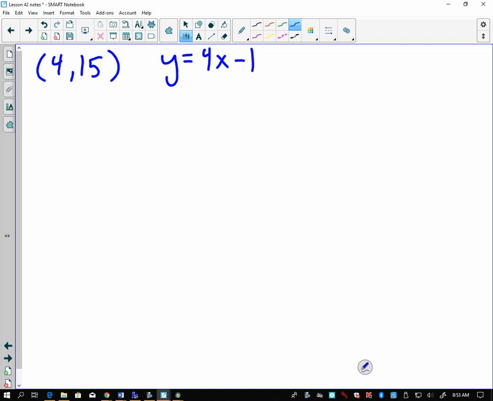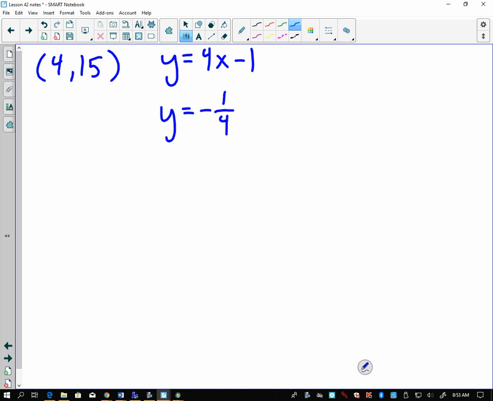4x minus 1. All right, now what we should realize is that if we know the process, we can do this without drawing anything, right? So we know that we have to have the opposite reciprocal slope of 4. What's the opposite reciprocal slope of 4? 1/4. No, not quite. Negative 1/4.